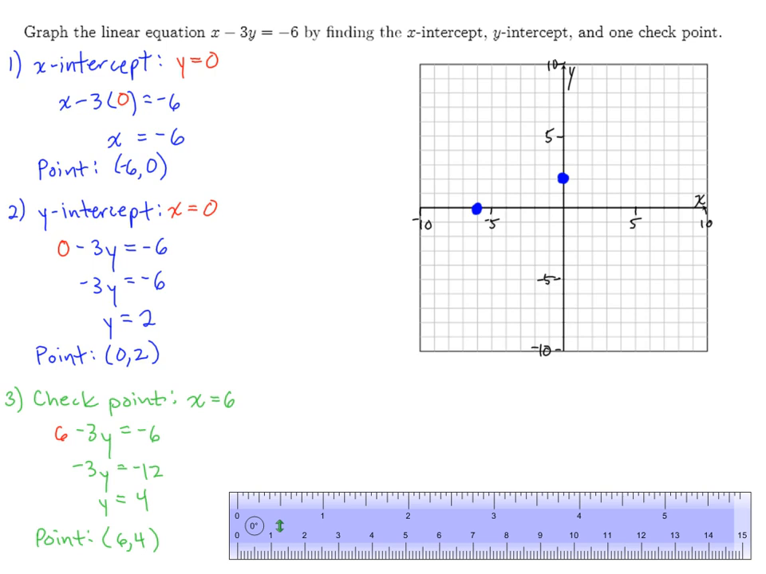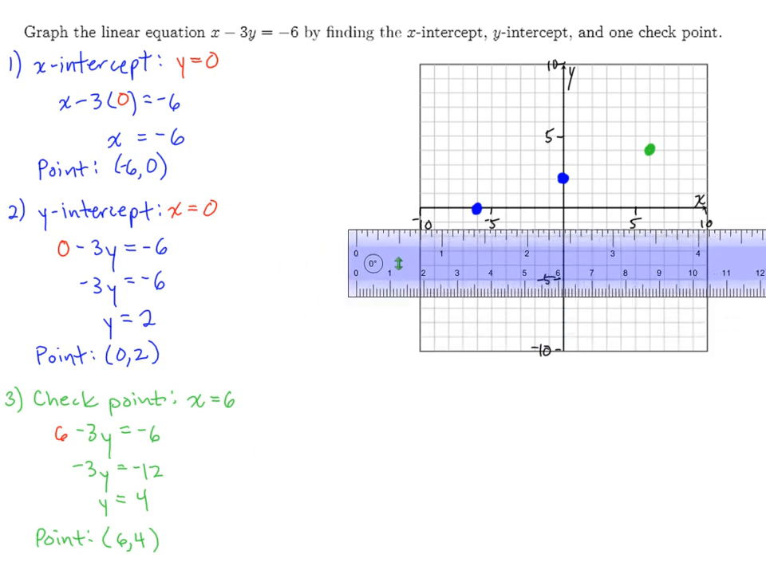Coming over to my graph, I'll plot that point 6, 4. So I'll go to where x is 6 and y is 4, and plot that point. And now I'm ready to connect these 3 points. I'll use my ruler and I'll graph that full equation representing all solutions to the linear equation x minus 3y equals negative 6.